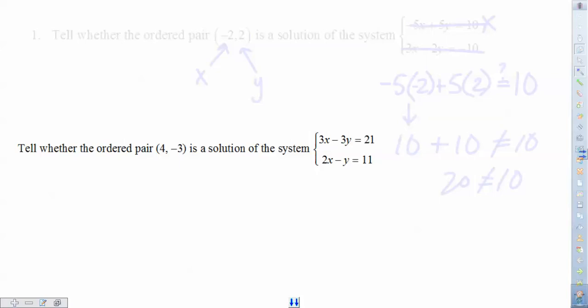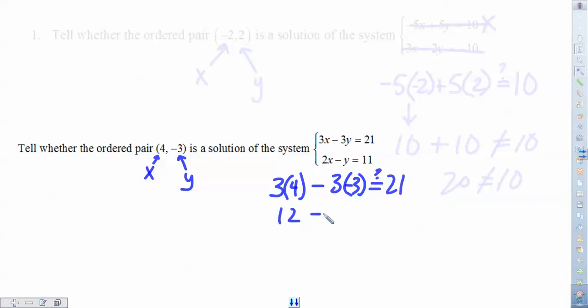Looking at this one here, if we were to do the exact same thing, check if 4, 3, there's your X, there's your Y, check to see if that's a solution. 3 times 4 minus 3 times -3, and we're checking to see if that's 21. 3 times 4 is 12, minus 3 times 3, well, a -3 and a -3, why don't we just call that a positive 9? Is that going to be 21? 12 plus 9 is 21. So yes, it worked for the first one.